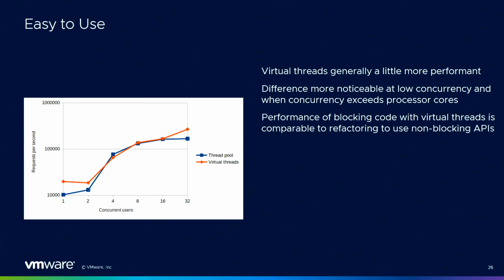Again, at very low concurrency, we see issues with locking in the thread pool. And again, when we get to 32 threads, because on this machine it had 20 cores, we've got that little bit of CPU-bound contention. So again, virtual threads start to look a little bit better.